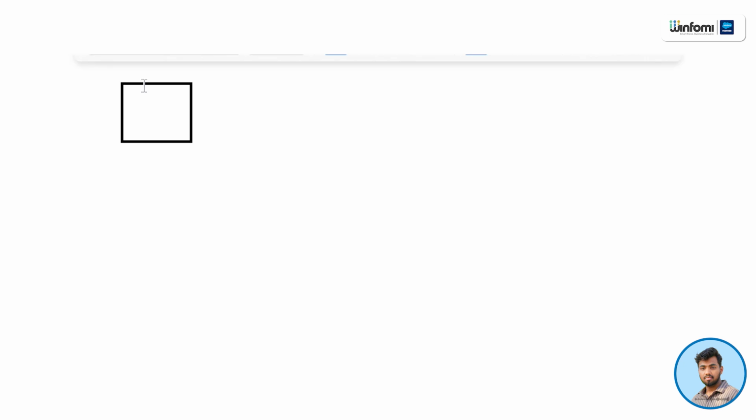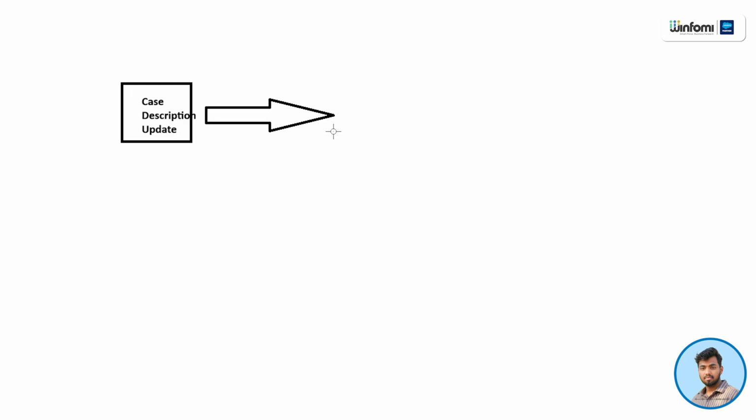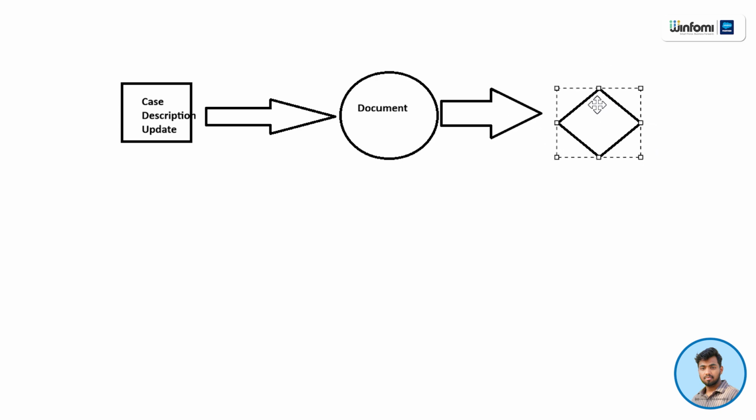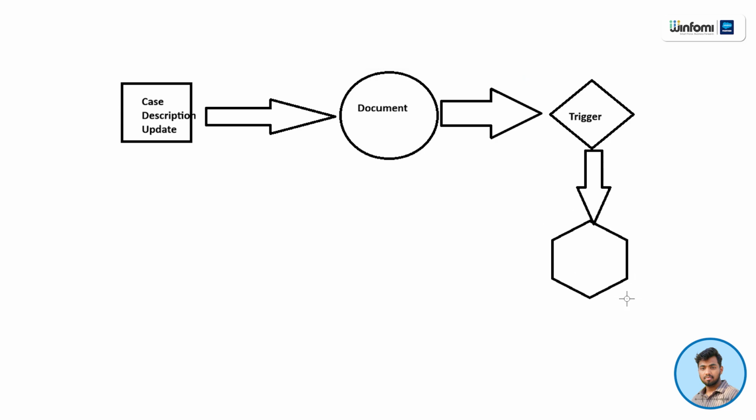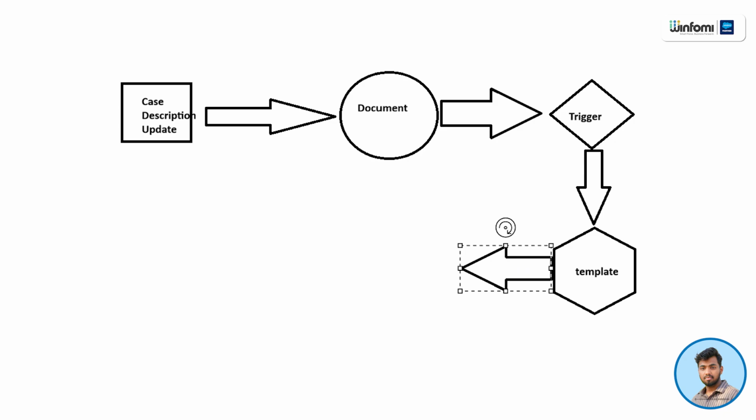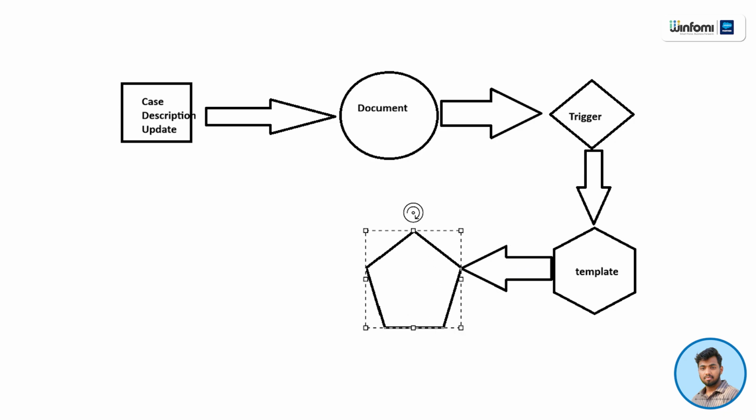This is our case, and we are going to update the description inside it. Description update here. After this, once the case is created, we will upload a document to it. Once the document is uploaded, the content document link trigger will fire. The trigger will fire once it is uploaded, and this trigger will execute our template. Once the template is executed, it will return the response and update the case.